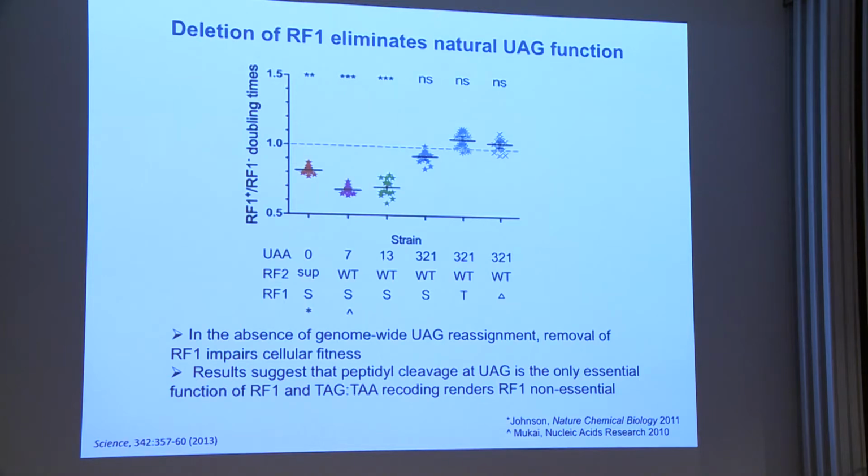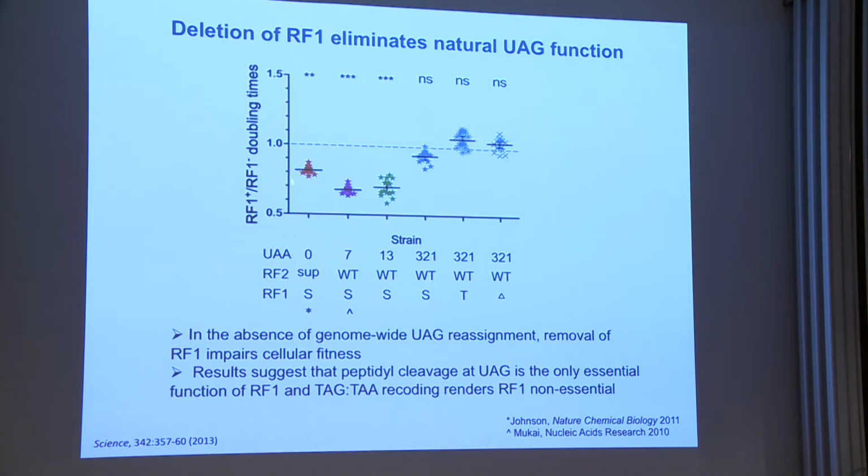That is where we did the experiment to try to delete release factor 1 from a genome where all 320 codons were recoded. And we benchmarked this against some other strains that we and others had developed in the literature. One was Li Wang's group, who mutated RF2 so it had gain of function and could decode UAG. And there's also a minimal set of genes that have been recoded, the 7 essential as well as 6 others that were shown to improve fitness.